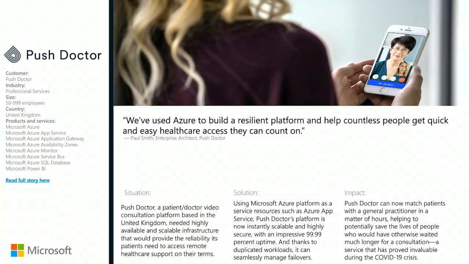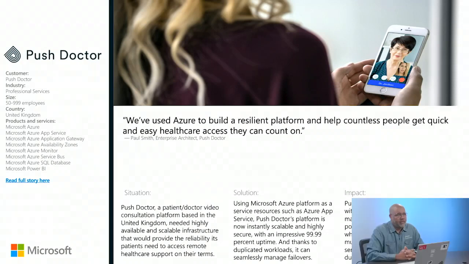PushDoctor's platform is now instantly scalable and highly secure with an impressive 99.99% uptime. And thanks to duplicated workloads, it can seamlessly manage failovers. And what was the impact of this? The impact was that PushDoctor can now match patients with a general practitioner in a matter of hours, helping to potentially save the lives of people who would have otherwise waited much longer for a consultation, a service that has proved invaluable during the COVID-19 crisis.